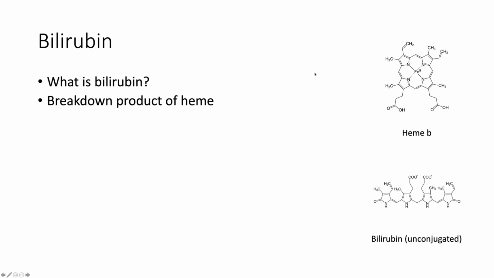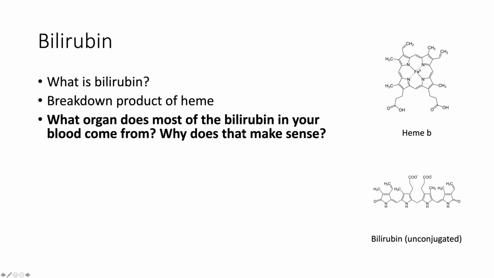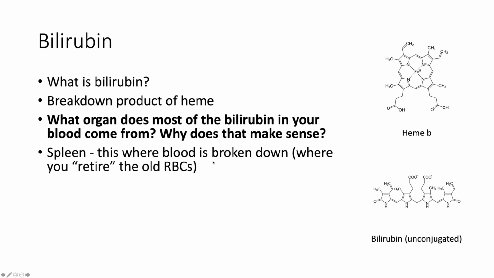Good, exactly. Hemoglobin is the protein that contains the heme. Heme is the smaller molecule that actually binds to the oxygen. So, Fong, what organ does most of the bilirubin in your blood come from, and why would that make sense? You mean liver? Actually not. The bilirubin goes to your liver, but what makes the bilirubin, so to speak? The spleen? Yeah, very good. Why would that make sense? Because that's where your blood cells are broken down. Great. So bilirubin is a breakdown product of heme, and the spleen is where you're breaking down all that heme.